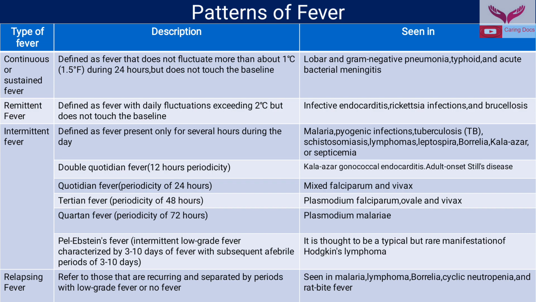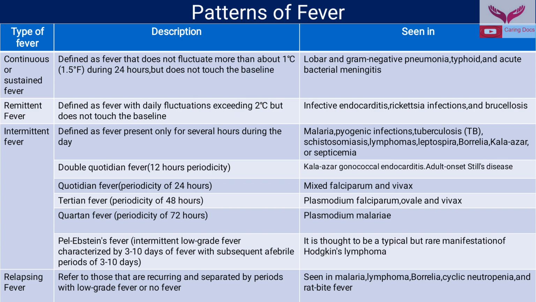So double quotidian fever is which occurs 12 hourly, that is seen in kala azar, gonococcal endocarditis, adult onset Still's disease. Quotidian fever is which occurs every 24 hours. It is seen in falciparum and vivax malaria.